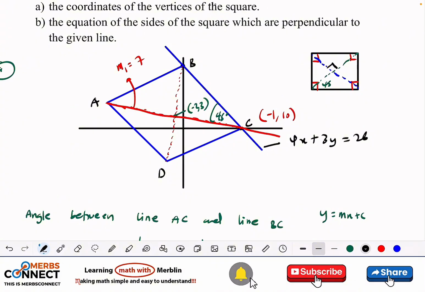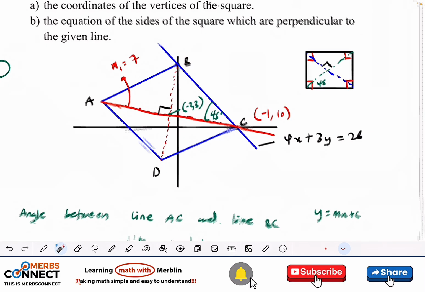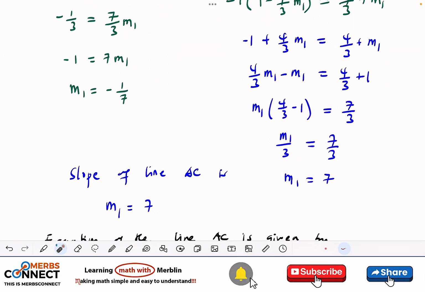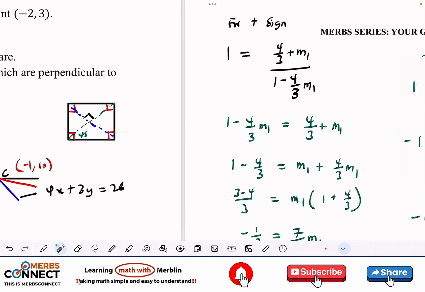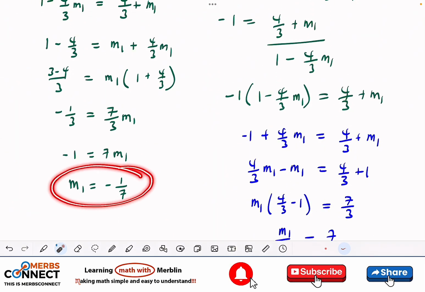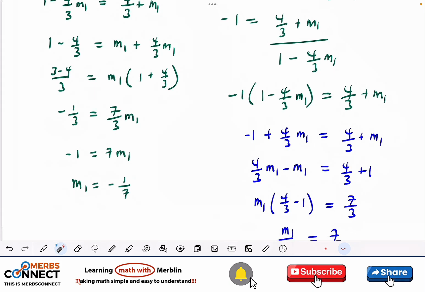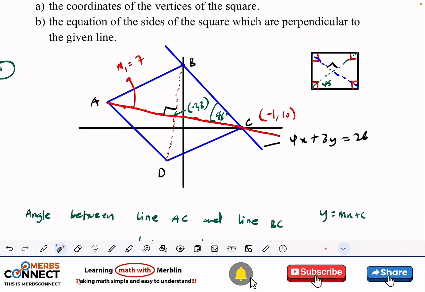So since this is a 90, and I know the slope of this line, then when I find the negative reciprocal of this, I'm going to have the slope of this. So you see that when I find the negative reciprocal, that's what is going to give me the slope here. That's so nice. So the negative reciprocal of this is going to give me the other slope that we need here. Did you see that? Yes, of course. Yes, that is true.